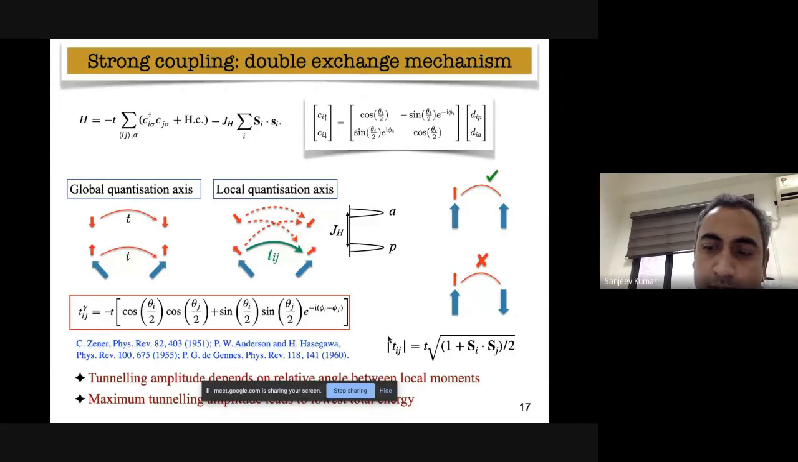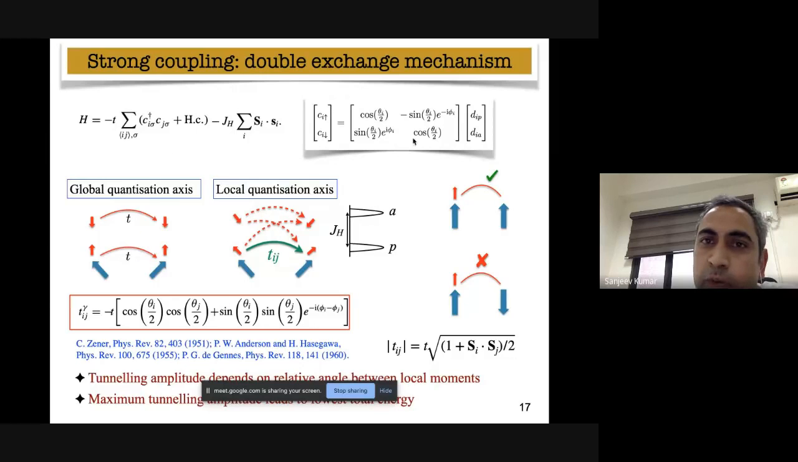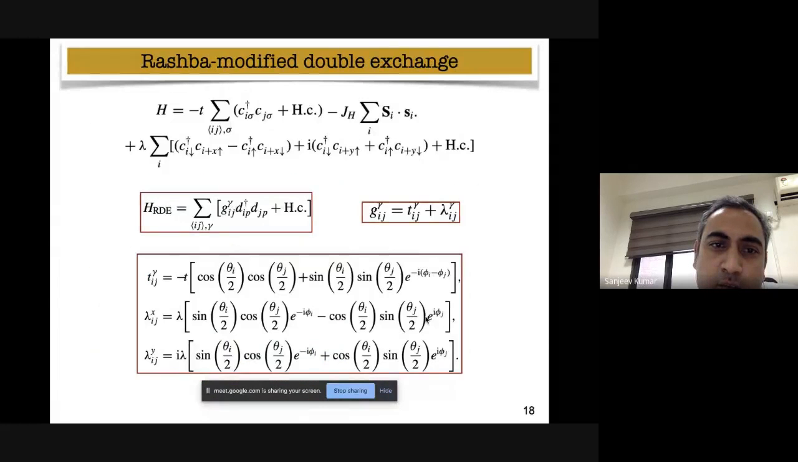Having spent enough time on this slide, it's now a slightly technical point that we can include the Rashba coupling and perform the same mathematical task of SU(2) transformations and find out what these effective hoppings are. This is now coming more to our recent work. We find that you can have an effective hopping, denoted G, which is a combination of T and lambda terms. The T term gets modified and the lambda terms get modified, and you notice that lambda has a direction dependence.